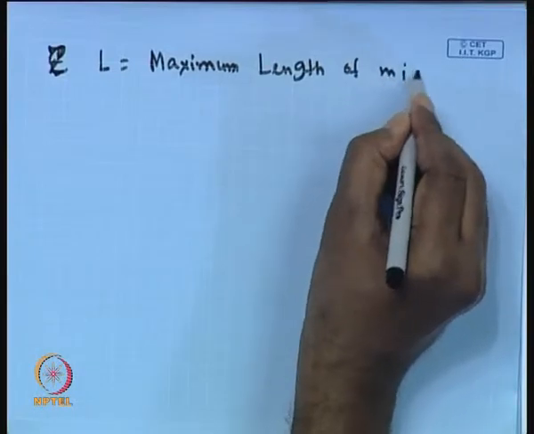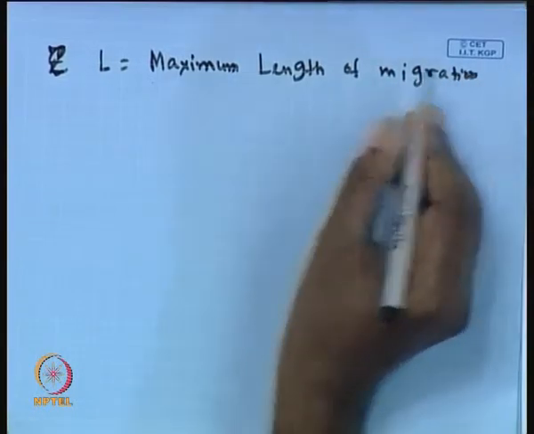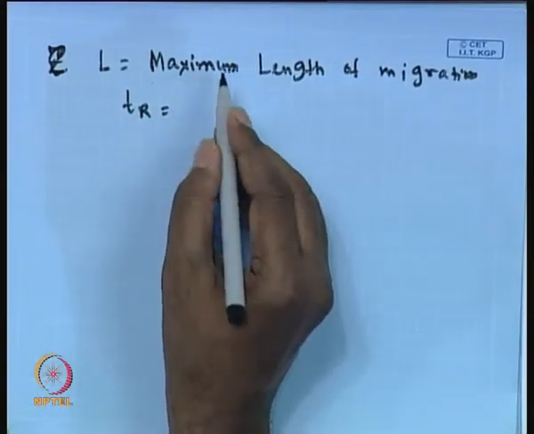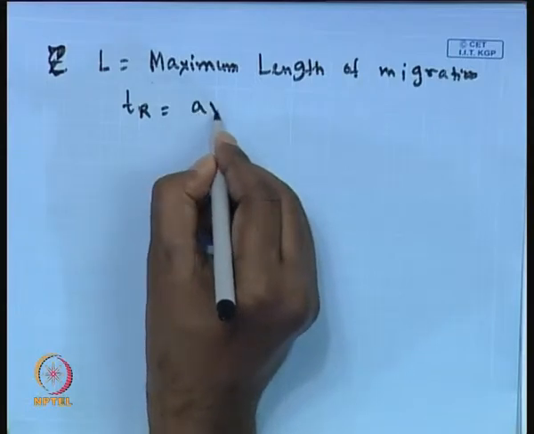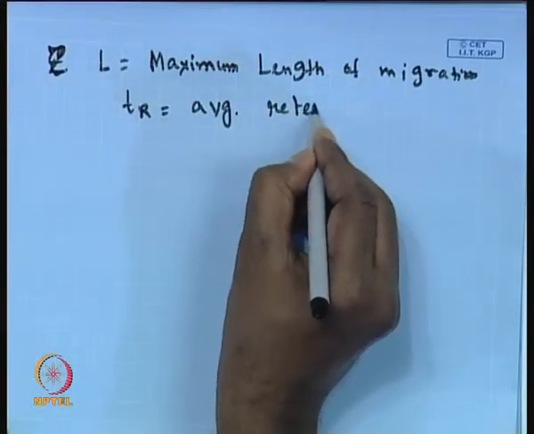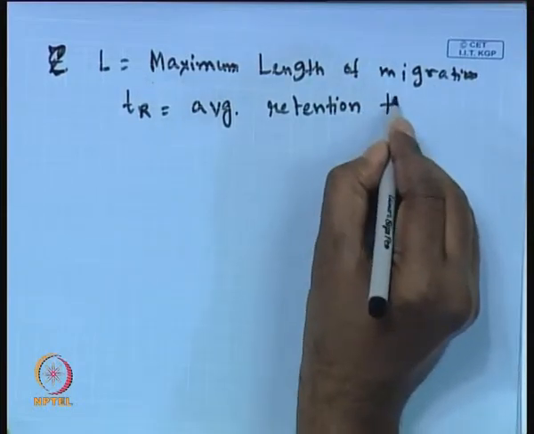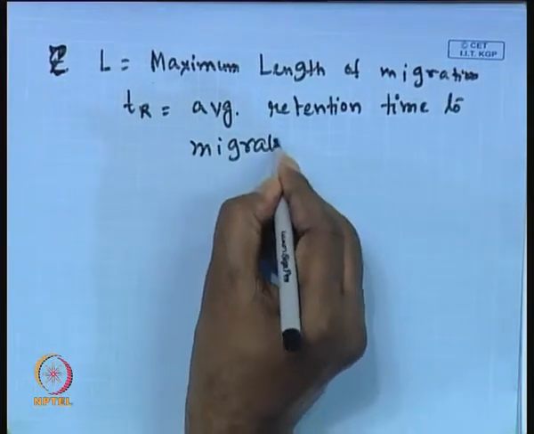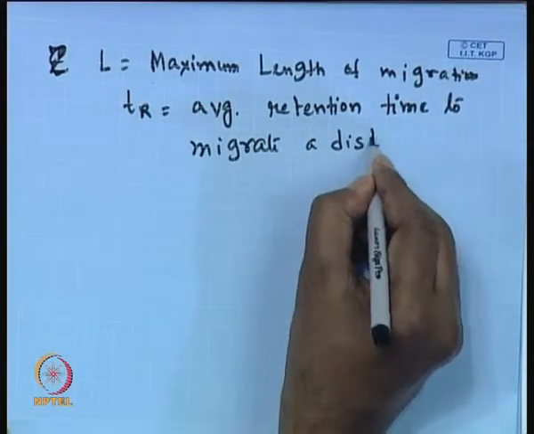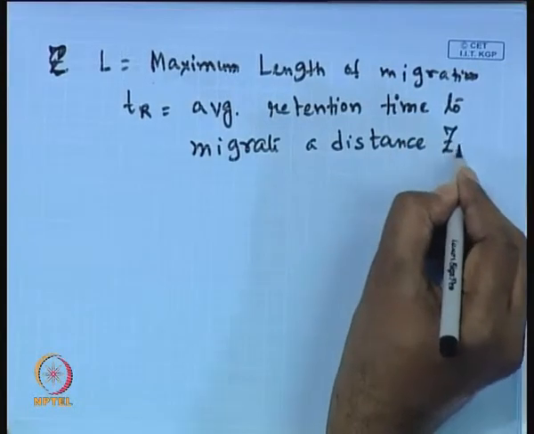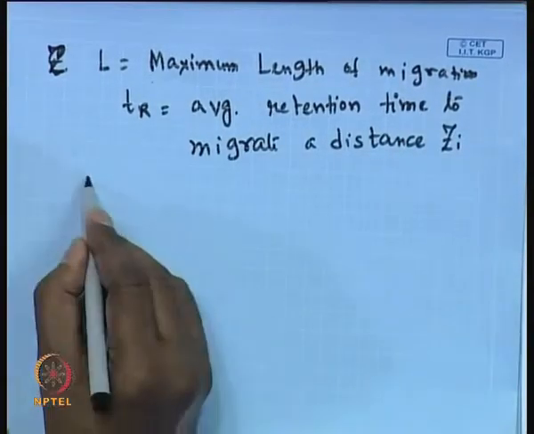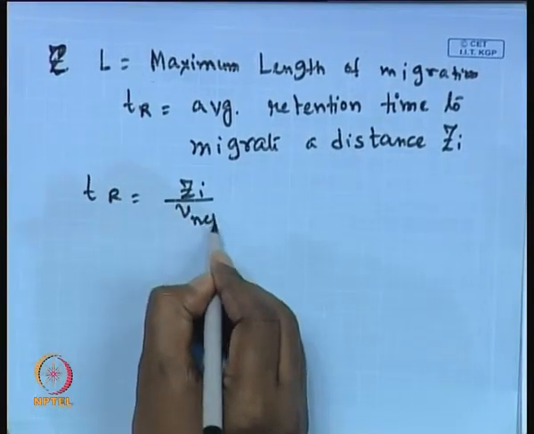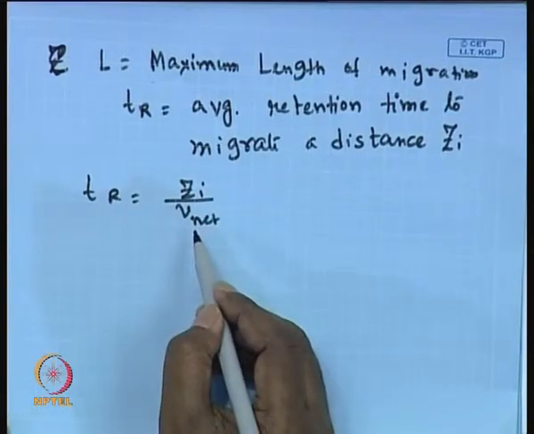If Tr is the average retention time to migrate a distance Zi, then the expression of retention time becomes Zi divided by V net. Okay. The distance divided by the velocity.